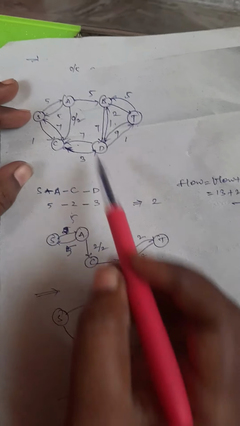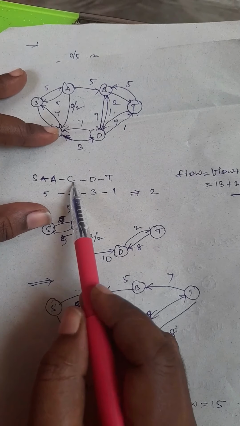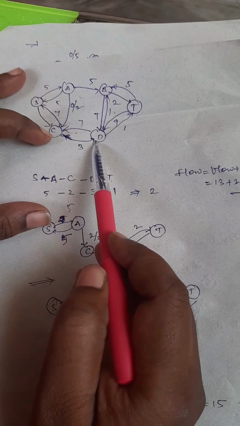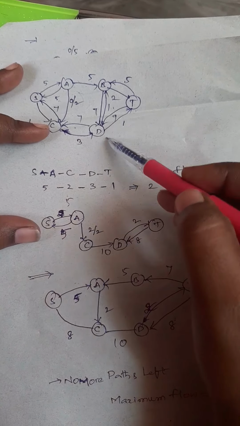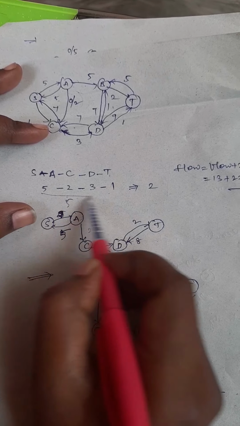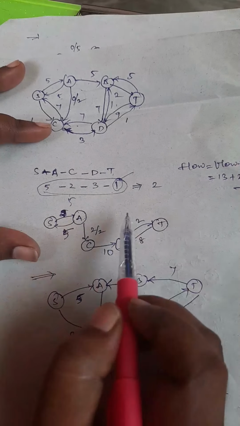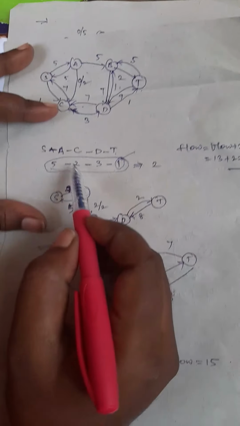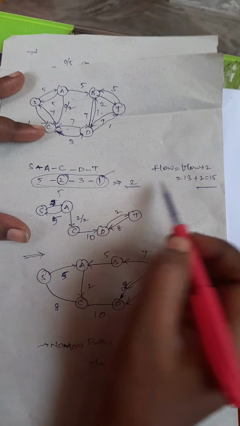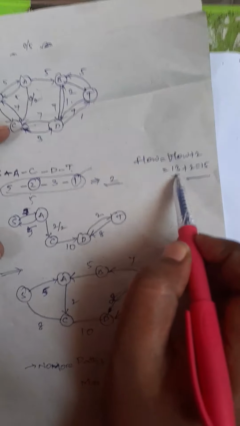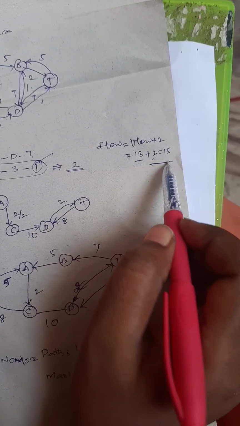What is the path of S to A? 5. A to C is a 2. Okay. And C to D is 3. D to T is 1. Okay, only in the forward direction values you consider. So in this the minimum value is a 1, but 1 we already completed in the previous iteration. So unvisited minimum value only you choose. So now minimum value in this is a 2. As of now in the previous iteration we got the flow value is a 13. In this 13 plus 2 is a 15.